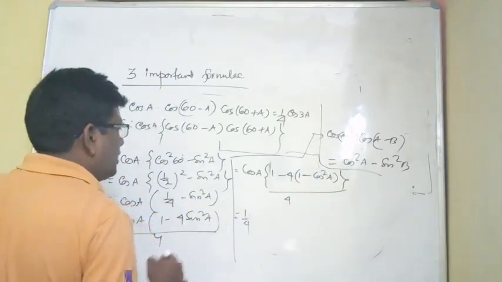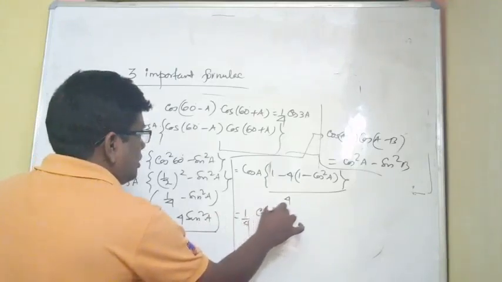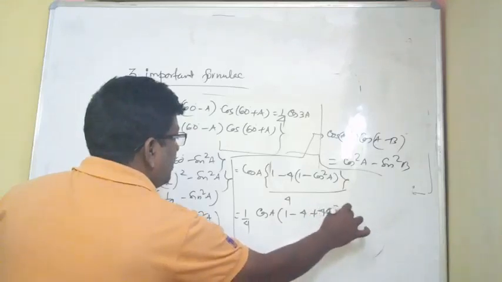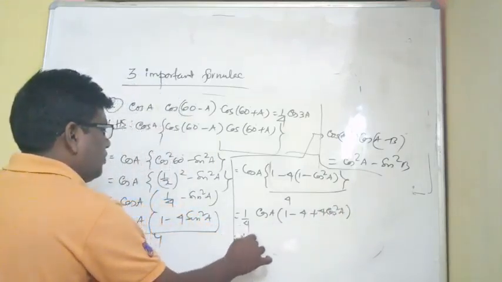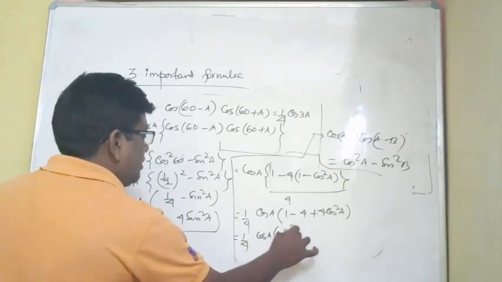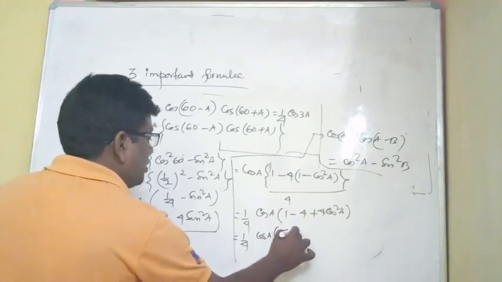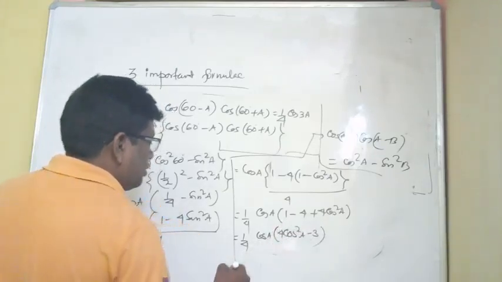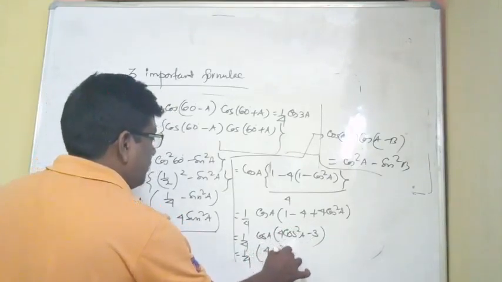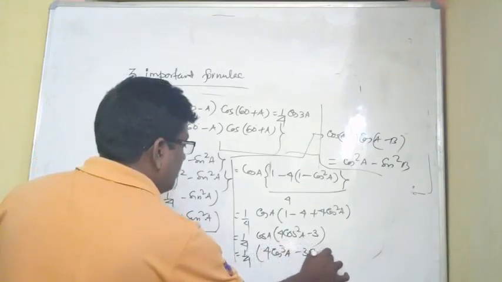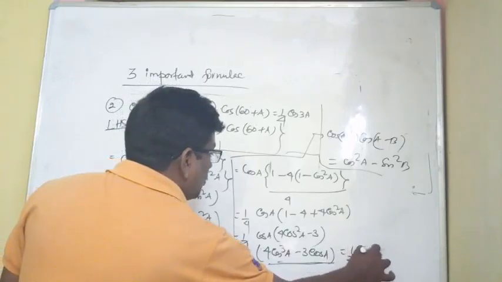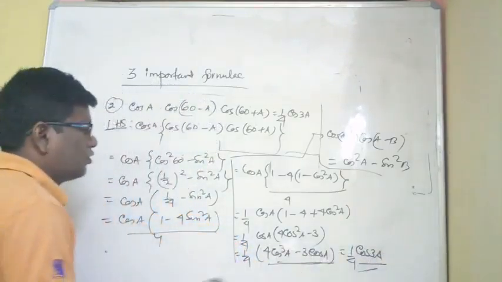So 1/4 we can write. This is equal to cos A (1 − 4 + 4 cos² A), which is 1/4 cos A (4 cos² A − 3), that is 1/4 (4 cos³ A − 3 cos A). This is the formula for cos 3A, so it equals 1/4 cos 3A.